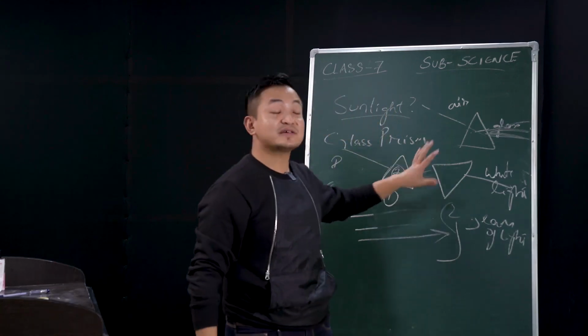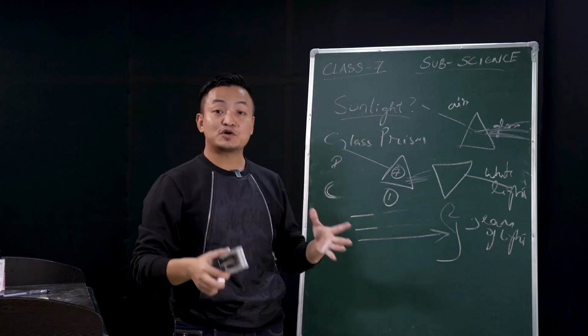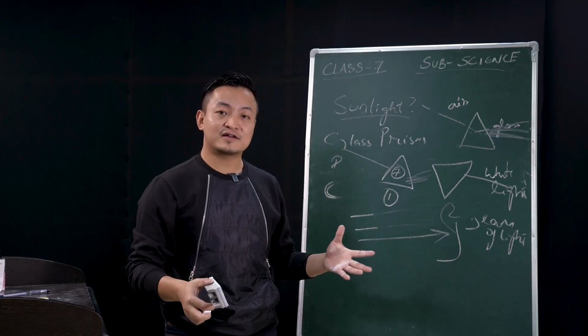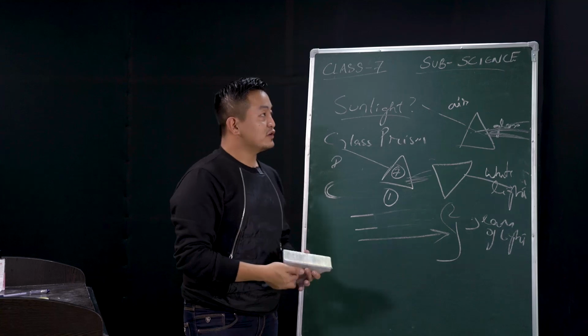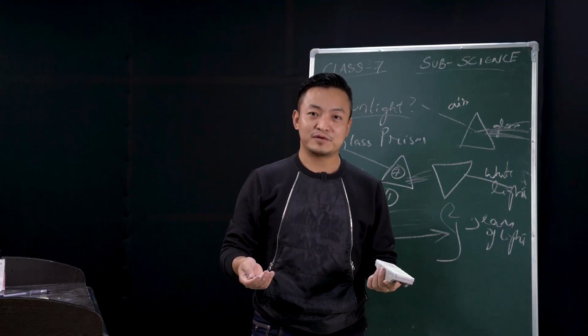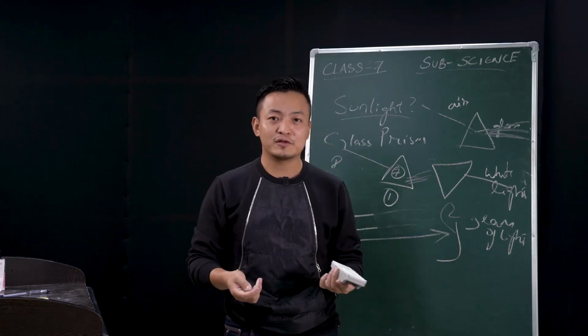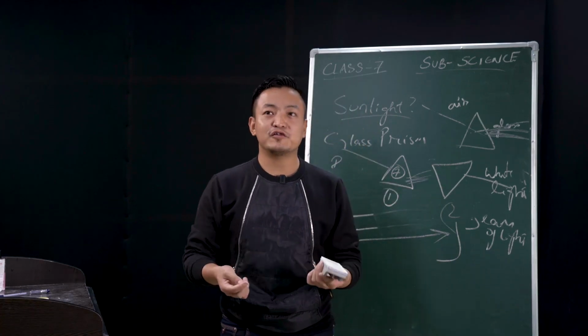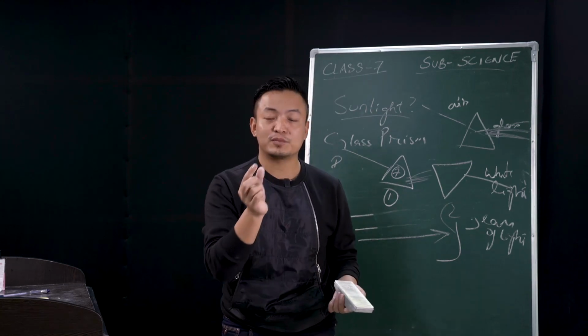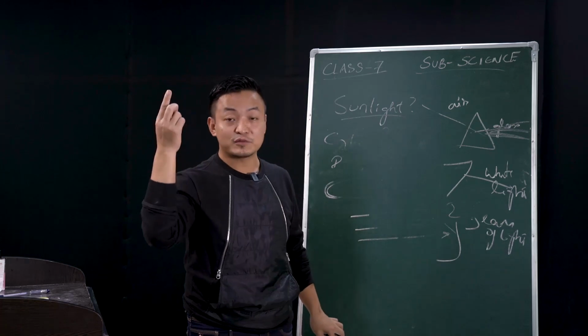Right? That means the glass prism has nothing to do with it. Clear? Now, sunlight is composed of 7 colors. And a rainbow, I'm sure you have seen a rainbow, how a rainbow is formed. We usually see a rainbow after rainfall. After rainfall, in the atmosphere, you'll see a lot of droplets of water.